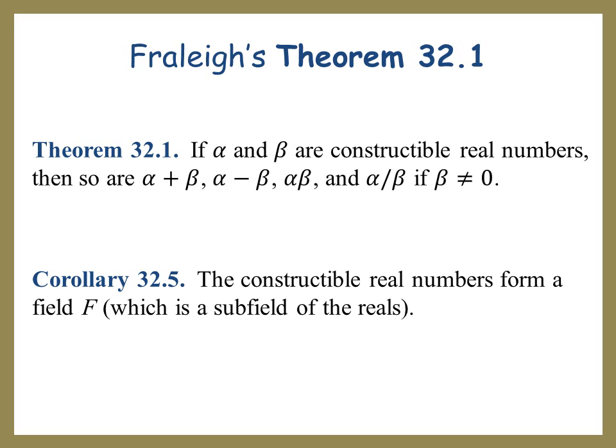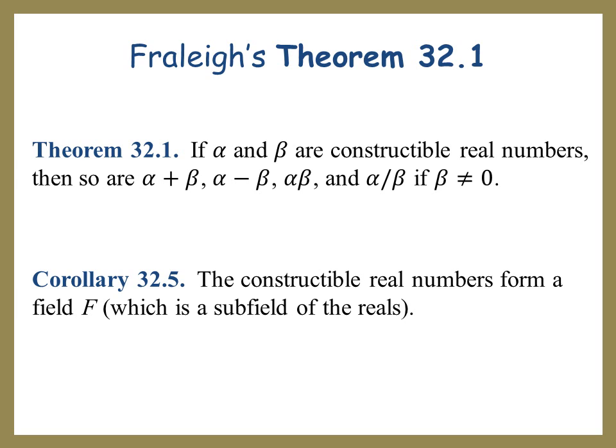Our textbook claims in Theorem 32.1 that if alpha and beta are constructible numbers, then so are alpha plus beta, alpha minus beta, alpha times beta, and alpha divided by beta if beta is non-zero. If this can be demonstrated, then we can show as a corollary that the constructible real numbers form a field.